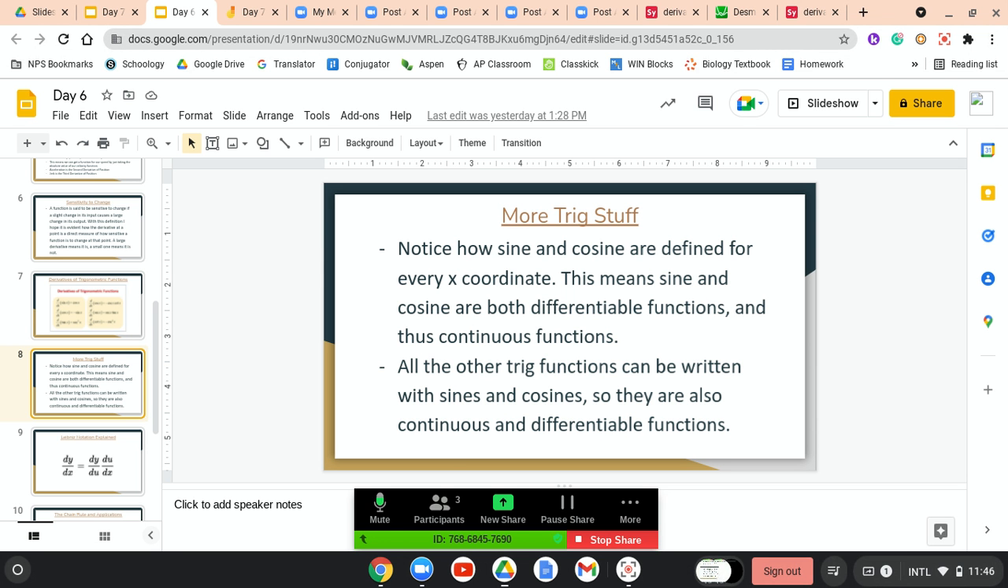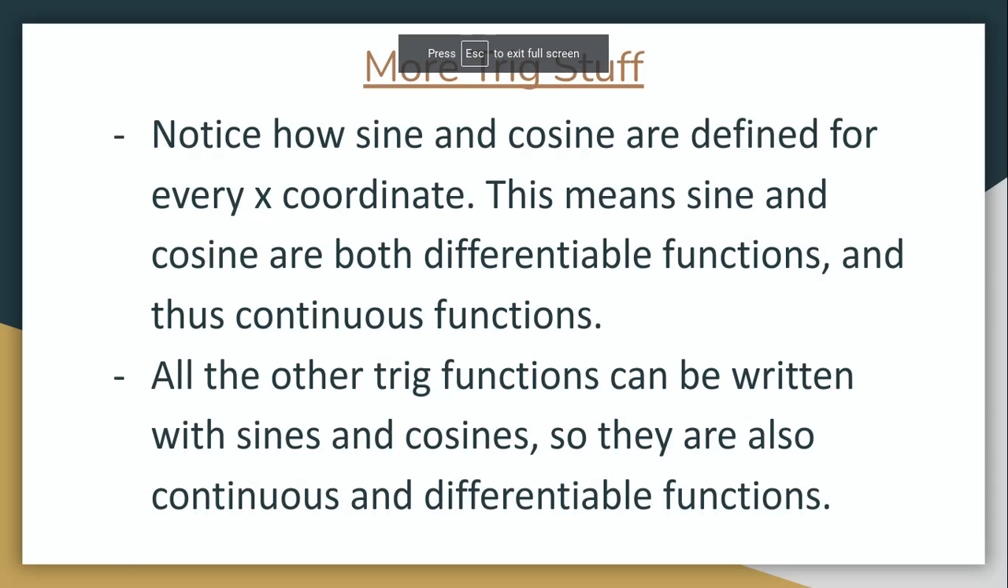of x, which is also defined at every single point, right? So sine and cosine are both differentiable functions and continuous functions. Nice. Cool. And notice all of the other trig functions can be written with sines and cosines. Tangent can be written as sine over cosine, cotangent, cosine over sine, and secant and cosecant, 1 over sine, 1 over cosine. Right? Yeah. And remember what we said?